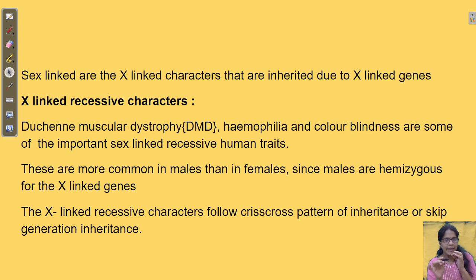Okay, so these are the X linked recessive characters. The genes that code for muscular dystrophy and others are present only on the X linked area. Duchenne muscular dystrophy, hemophilia, color blindness are some of the important sex linked recessive human traits. These are more common in males than in females, since males are hemizygous for the X-linked genes. I explained this. The X-linked recessive characters follow a crisscross pattern. Yes, this is a very important and most interesting topic here.